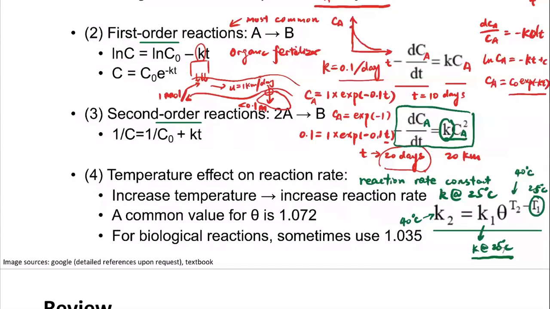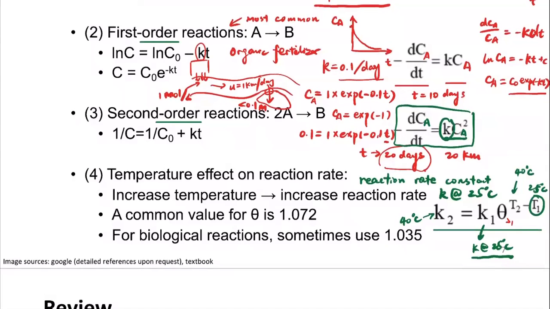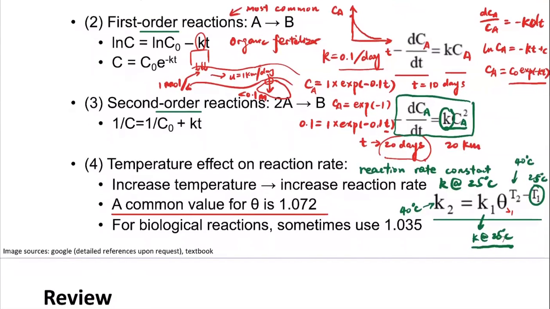As we mentioned, the higher the temperature, the larger the k, so what we know is that theta has to be larger than 1, right? Because if theta is smaller than 1, then theta to the order of T2 minus T1, which is 15, is going to be a value smaller than 1. But we know that the reaction rate constant is going to increase with temperature, so theta is always larger than 1. A common value for theta is 1.072, okay? So we can directly plug in theta equal to 1.072, to the power of 40 minus 25, and then you can calculate the reaction rate constant at 40 Celsius.